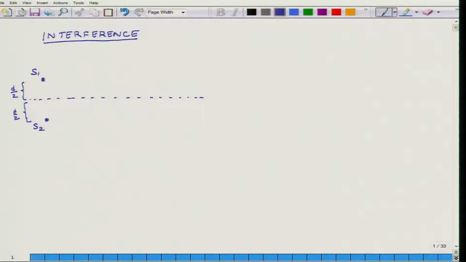Both these sources are emitting sound. As sound is emitted, it gets propagated, and what we are interested in is what happens to the sound which is perceived at point P, and this point P is at a distance r at an angle theta away from these sources. So, what is r? We will draw that.